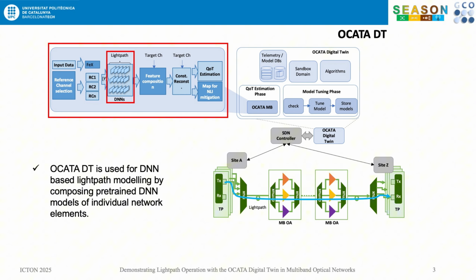Ocata NDT uses pre-trained models from a model database to build light path configurations. Each light path element is taken from the model database and concatenated to build the complete light path model. The models in the model database are trained using the features that are extracted from the symbols around each constellation point. The FEX block is in charge of extracting these features.